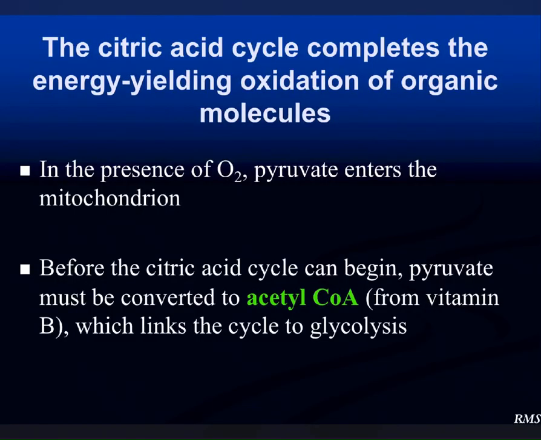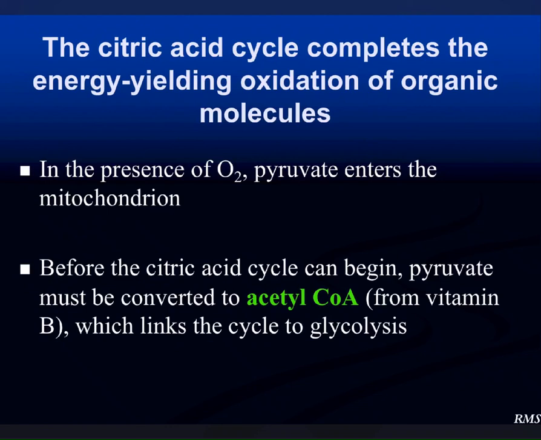Once we get through glycolysis, we now have pyruvate. Now what happens to pyruvate depends on the presence of oxygen. If there's oxygen present, we're going to go into the mitochondria and we're going to go through the Krebs cycle and oxidative phosphorylation. If there's no oxygen present, something else happens, and I'll come back to that.